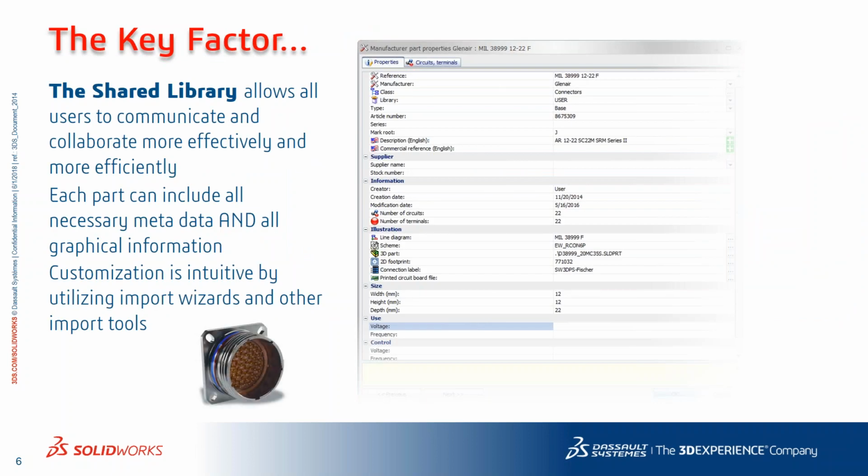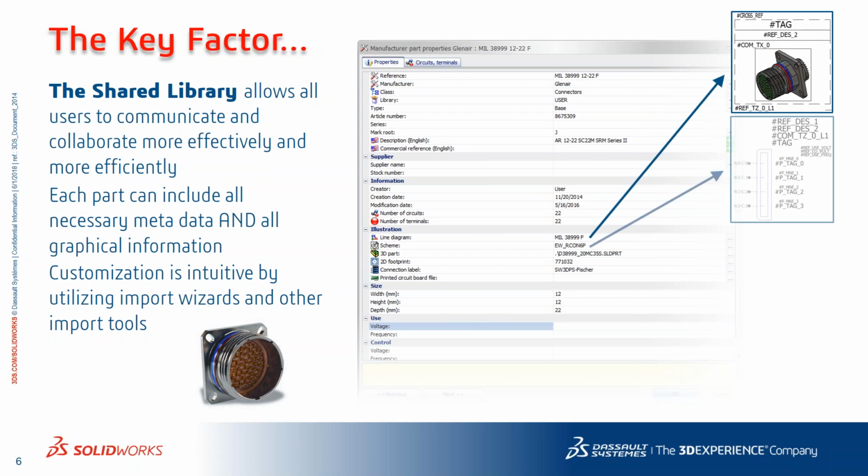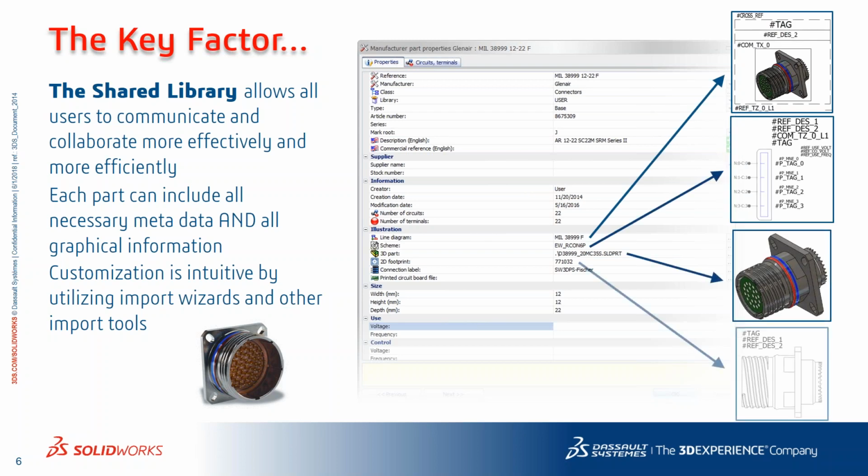The next piece is the key factor. No pun intended with that keyed Glenair connector that we have at the bottom of the screen, but the library is really the meat behind a lot of what we do in SOLIDWORKS Electrical. And case in point, our manufacturer part here, we have a lot of different ways we can represent that one particular part. And we'll see this as we go through this presentation today.